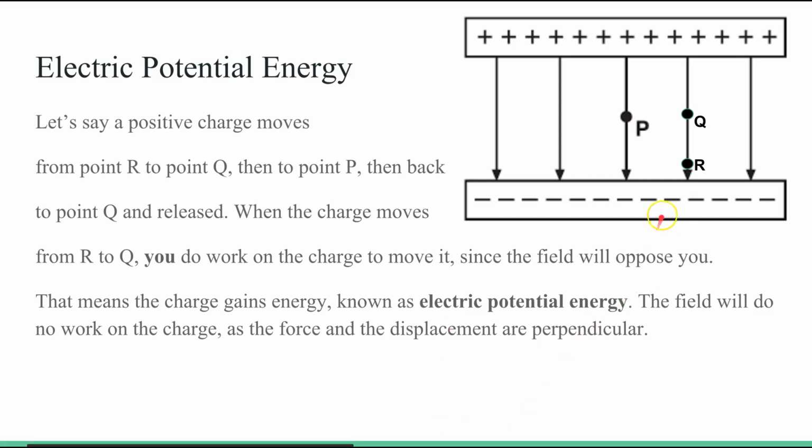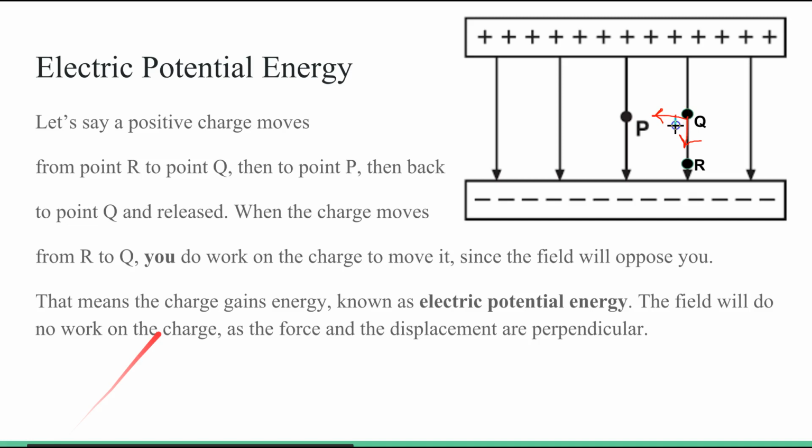If you move the charge from Q to P, I should have put that there, it might confuse you, but I forgot to. So if you move it from point Q to point P, then the field will do no work on the charge because the force and the displacement are perpendicular. Let me use my draw tool. So you're moving it this way, and the electric field, remember, the direction of the force will be the same as the direction of the field because the charge is positive.